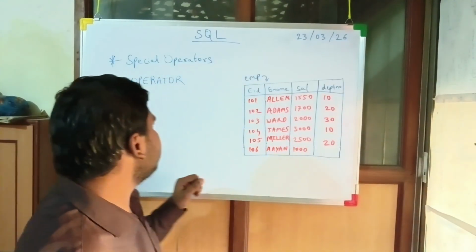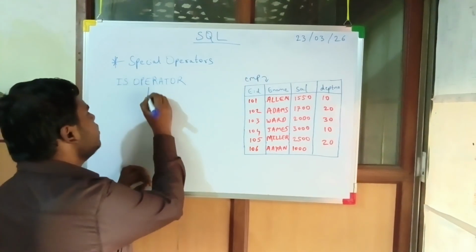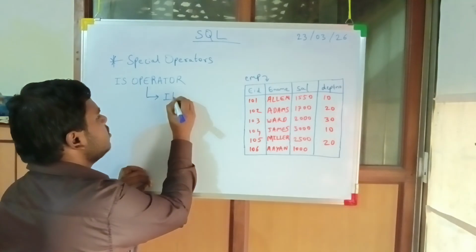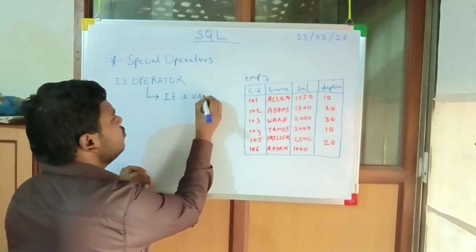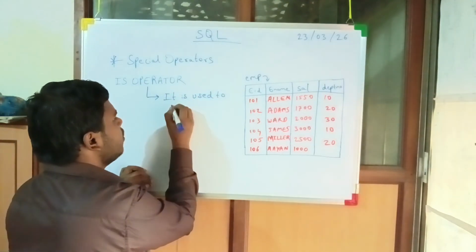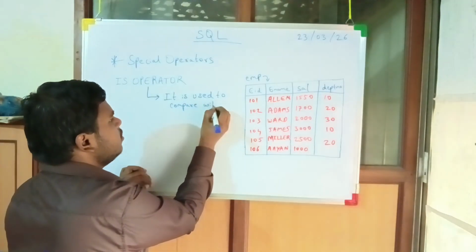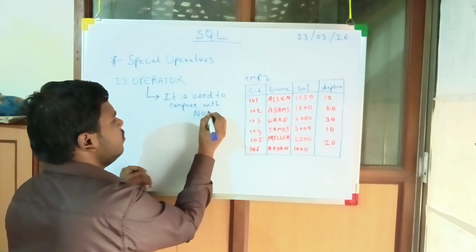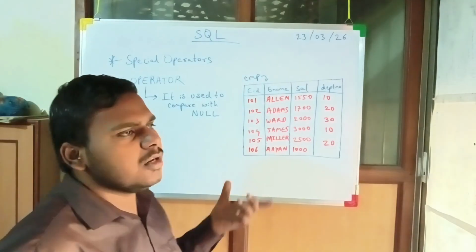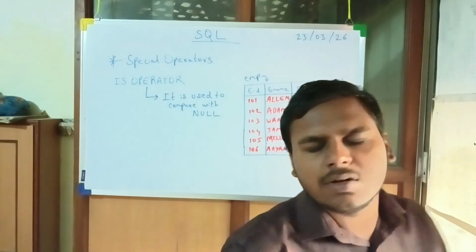Now, the is operator, what will it do? The simple role of the is operator is that it is used to compare with null.